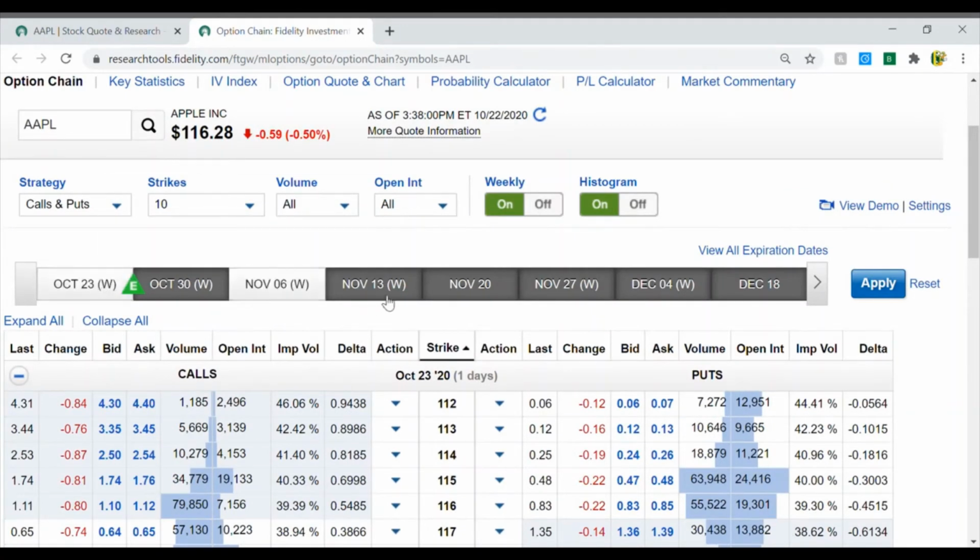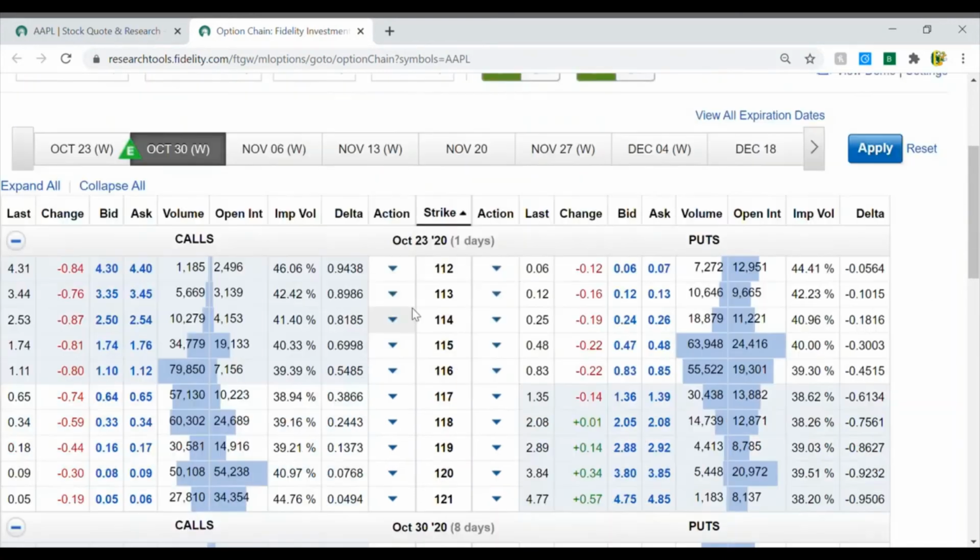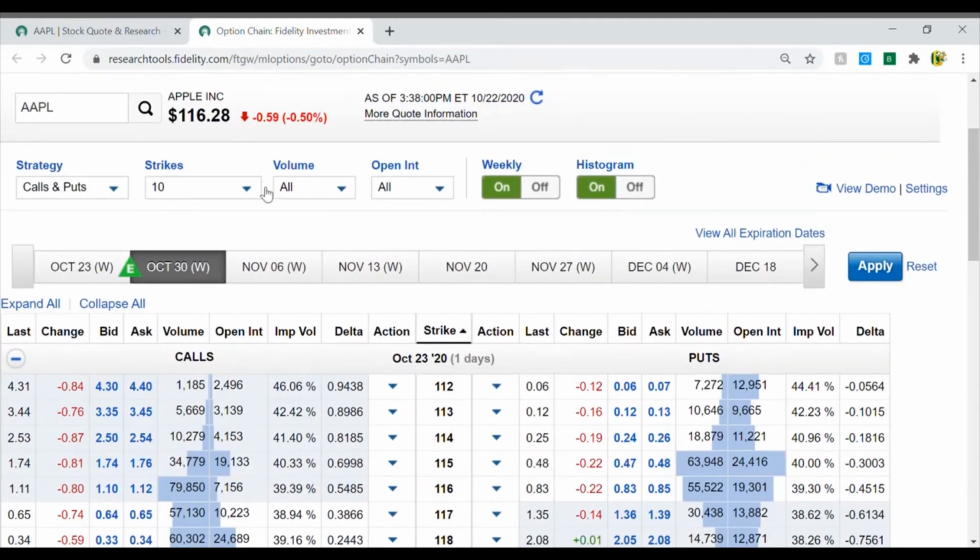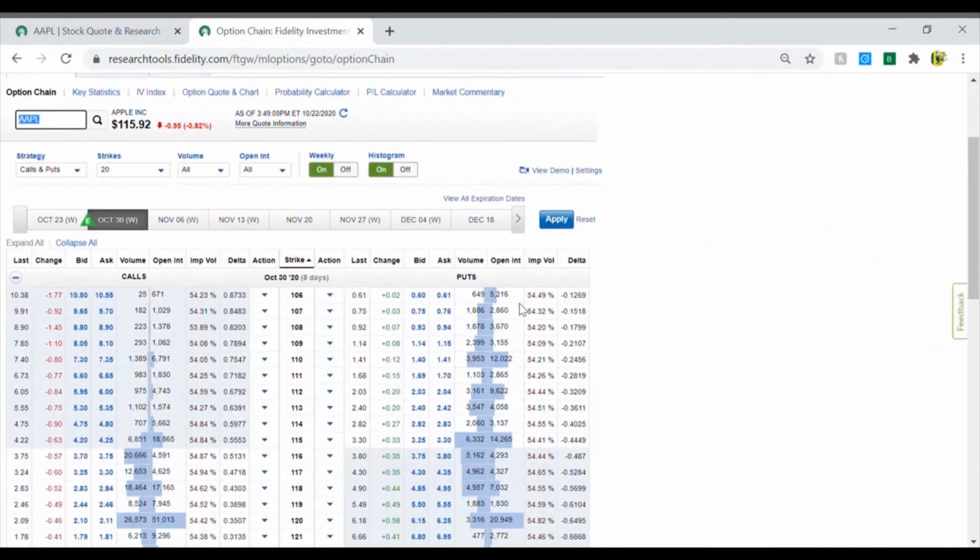If I want to do any filtering on this page, I can. Let's say I just want to look at options on October 30th. I click all of there, and you might be wondering, are these all the strike prices? You can add more strikes. 10 is the default. Click 20 there, click apply, and it takes you here, and obviously you can see there's a lot more.